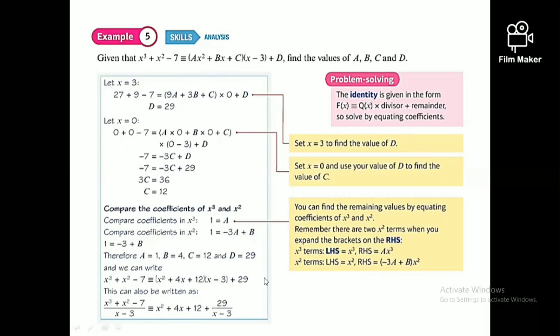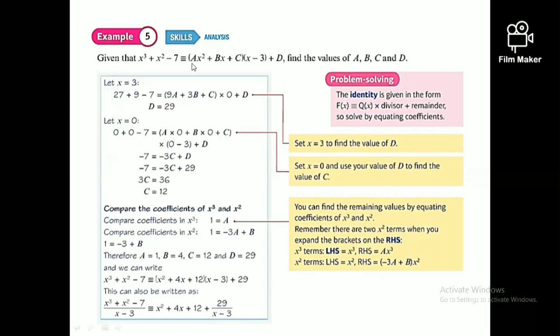You can do the same technique I used in our previous example. With that you can say x cubed plus x squared minus 7 over x minus 3 equals x squared plus 4x plus 12 plus 29 over x minus 3. With that you can equate this, and we can obtain this answer. So that is the way of doing this question. No need of working out with this method because it's a little bit confusing.